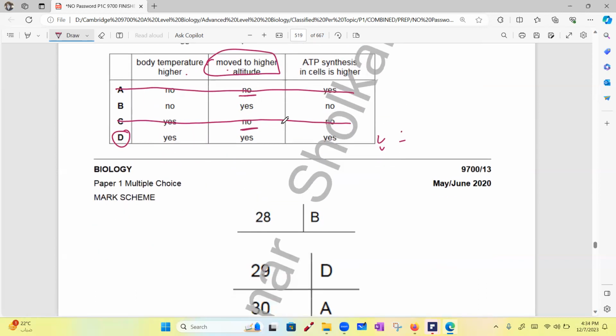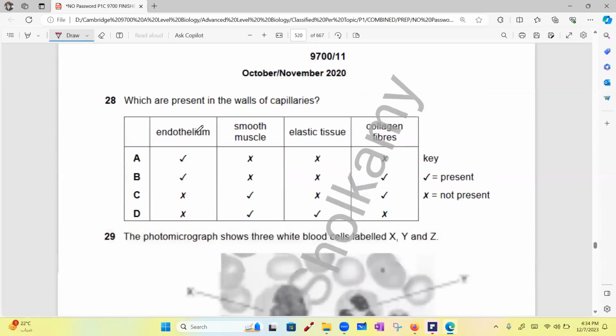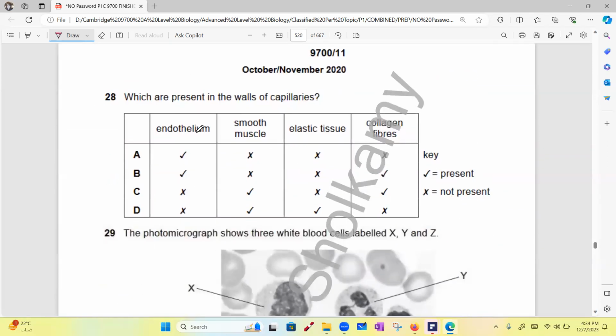Okay, did we do any mistakes? I think we solved this question in class. Did we get all this right or didn't we? Yes, we got it all. We did. Good. 1, 2, 3, 4, 5. This is one of the lessons that has at least 5 questions in paper 1. So please pay attention to this lesson. If you noticed, paper 2 questions were easy. They were straightforward. Which are present in the walls of capillaries?